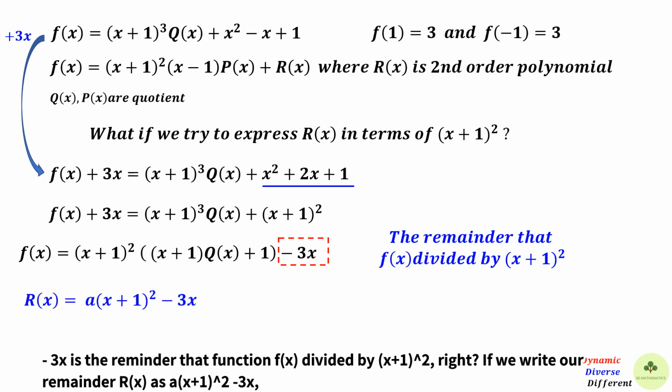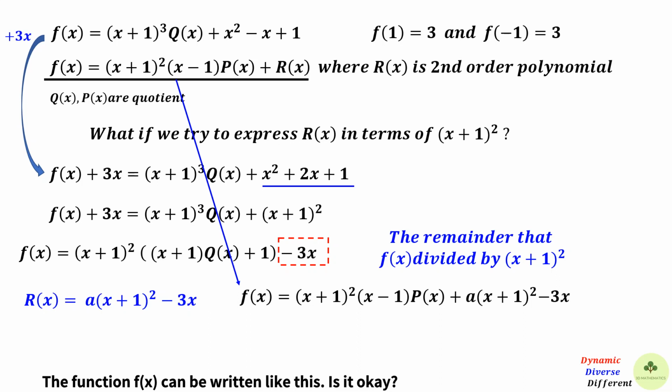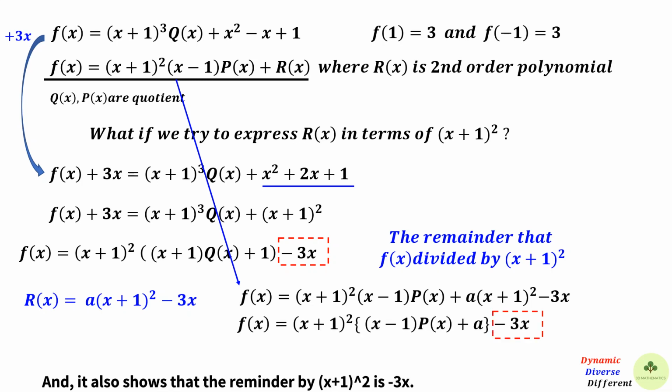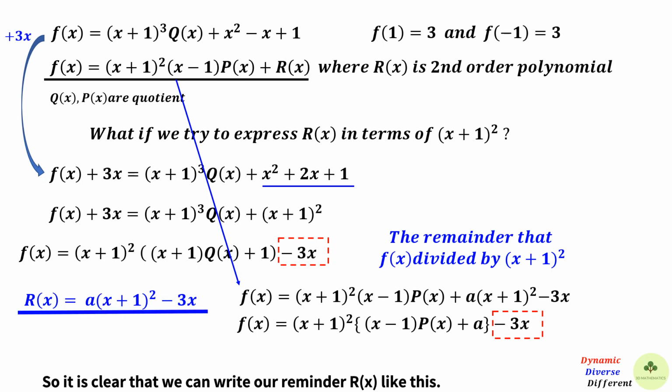If we write our remainder r of x as a times x plus 1 squared minus 3x, the function f of x can be written like this. Is it okay? And it also shows that the remainder by x plus 1 squared is minus 3x. So, it is clear that we can write our remainder r of x like this.